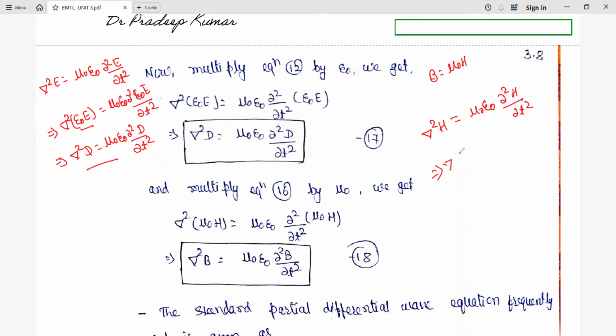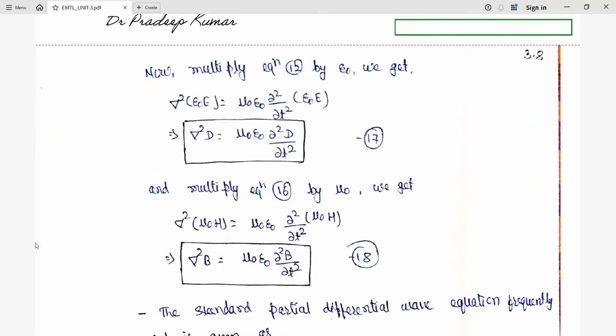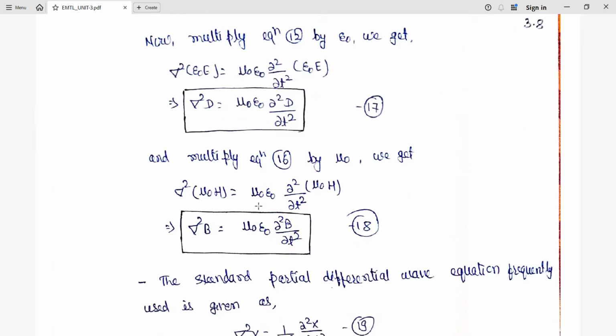So finally we have del square mu naught H, equal to mu naught epsilon naught dou square mu naught H by dou T square. So B is what? Mu into H. So finally here del square B equal to mu naught epsilon naught dou square B by dou T square. So now we have the wave equation for the perfect dielectrics in terms of electric field, magnetic field, as well as in terms of flux density also.